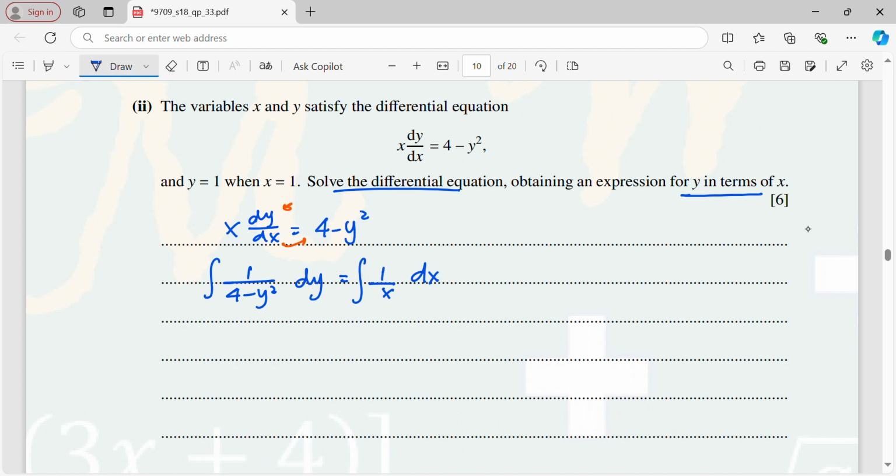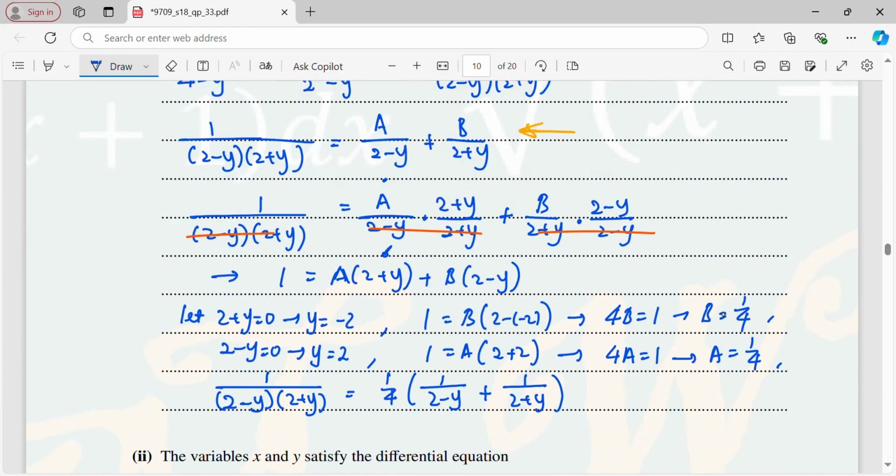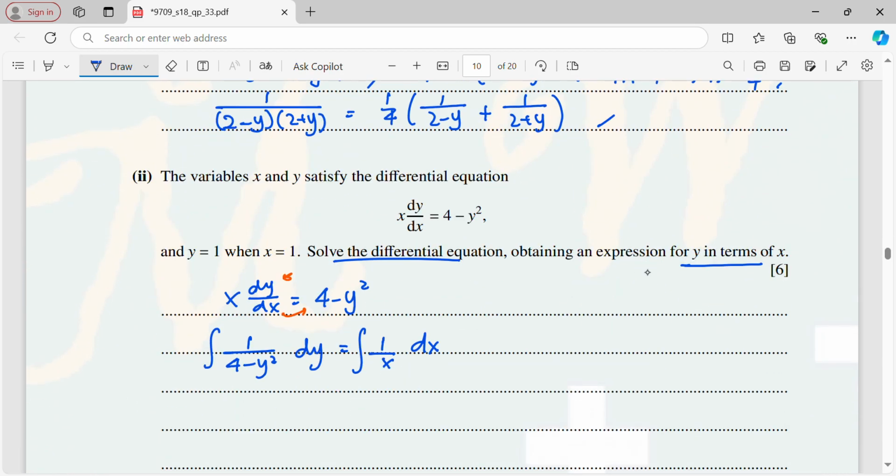Now, for the left hand side, 1 over 4 minus y squared, we already found the partial fractions. So I will replace it by these partial fractions by factorizing 1 over 4.